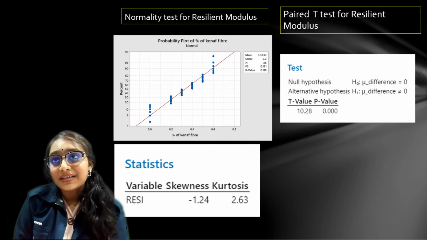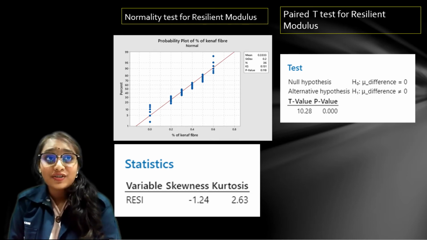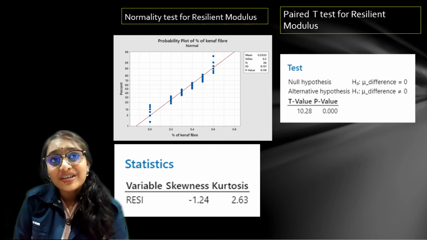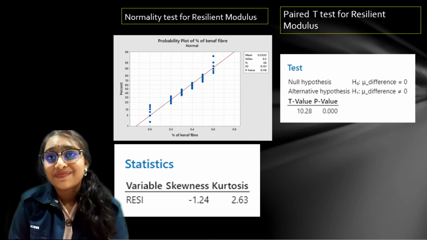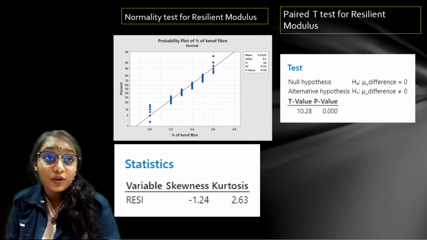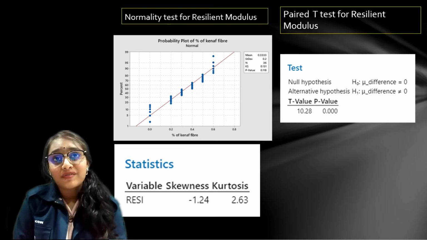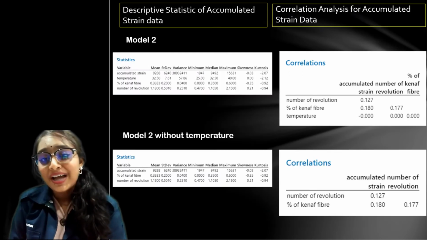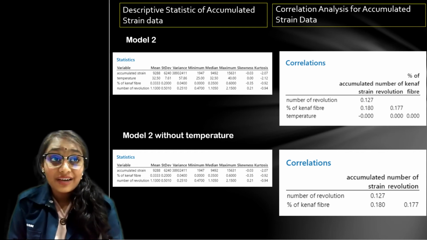The paired t-test indicated that the p-value is lesser than 0.05, which means sufficient evidence to reject the null hypothesis at 5% level of significance. This indicates that the resilient modulus predicted model differs much from the resilient modulus empirical values. Now I will explain about the second regression model.